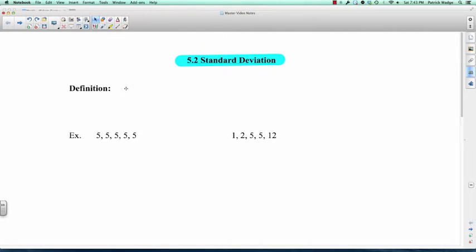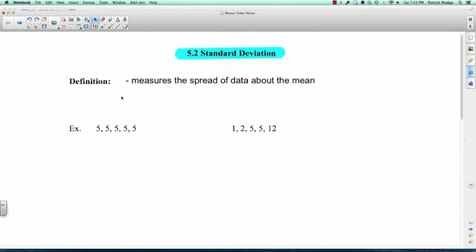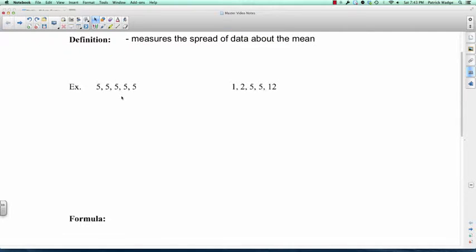Sorry. So the definition of standard deviation is that it measures the spread of data about the mean. Okay? I think the best way to explain this is with an example. I have two data sets here. The first one's 5, 5, 5, 5, 5 and the second one's 1, 2, 5, 5, 12. So we're going to figure out a few things here.